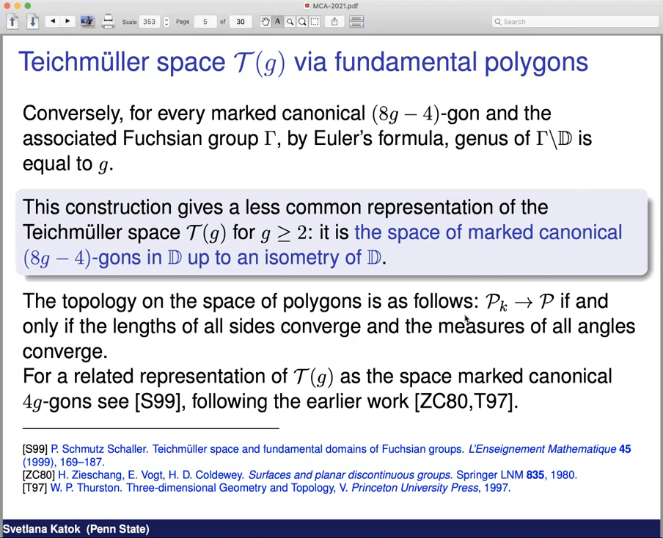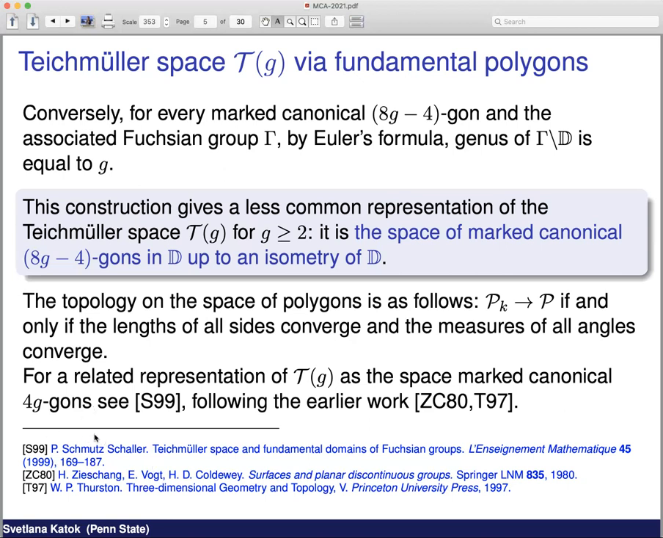Okay, so the topology is pretty clear. The sequence of polygons P_k converges to P if and only if the lengths of all sides converge and the measures of all angles converge. Okay, so this was done before for 4g-gons, which is a more standard representation of the fundamental domain.